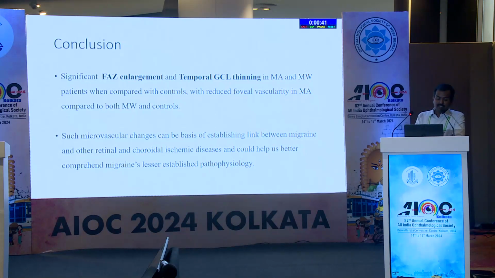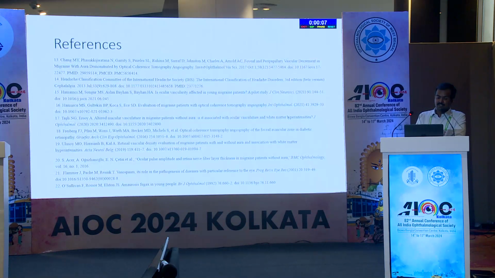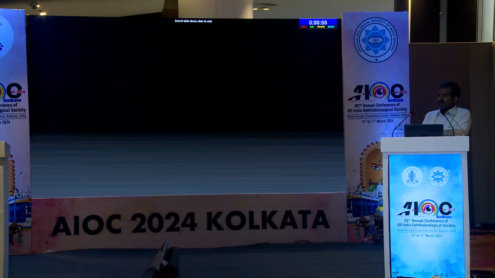To conclude, there was significant FAZ enlargement and temporal GCL thinning in migraine patients with and without aura, and there was reduced foveal vascularity in migraine with aura patients compared to the other two groups. These findings can be a basis for establishing a link between migraine and other retinal ischemic diseases, and it could help us better understand migraine's pathophysiology. Based on the study, there is a potential avenue to embark on extensive longitudinal investigations, including duration of migraine episodes, acquiring scans during the attack phase, and incorporating a more comprehensive array of parameters. These are my references. Thank you.